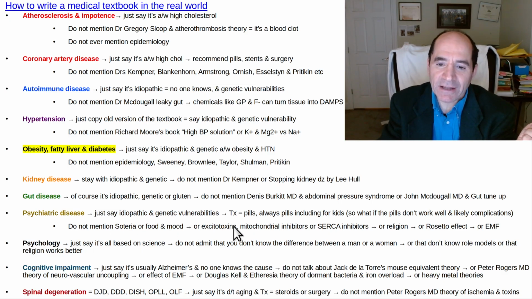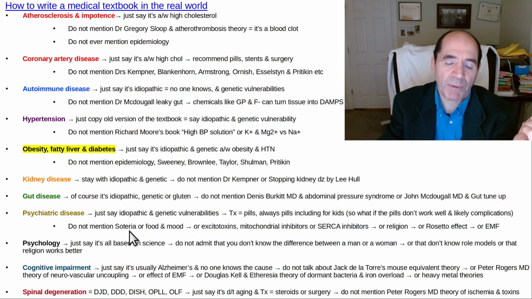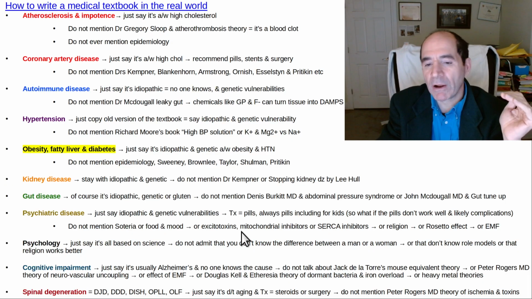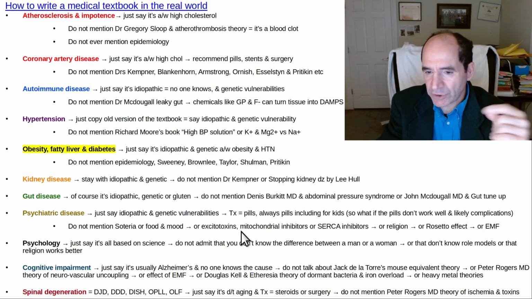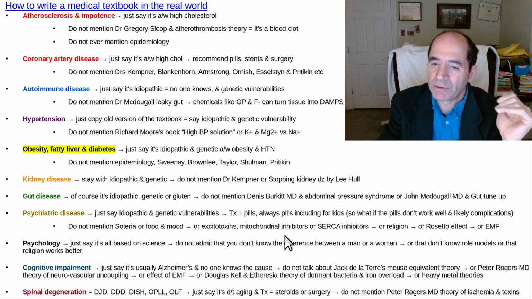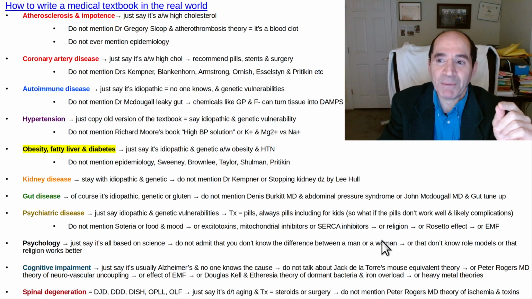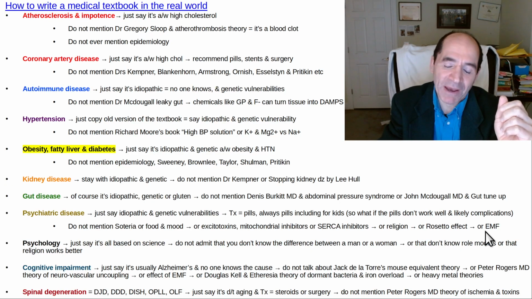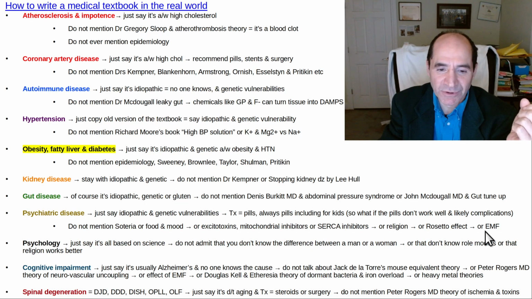And then in psychiatric disease, they don't tell them about food and mood. They don't tell them about Soteria, where schizophrenic patients had much, much better outcomes just with residential supervisors than they did with the drugs. Don't tell them about all the things that contribute to cognitive dysfunction and anxiety and insomnia: excitotoxins, caffeine, mitochondrial inhibitors, SERCA inhibitors that all push towards cellular damage. Don't tell them about religion, which helps people far more than psychiatry does. Don't tell them about the Roseto effect, the psychological effects of being with friends and family. Don't tell them about EMF opening up their blood-brain barrier or their voltage-gated calcium channels, causing damage to their mood centers and their cognitive centers.